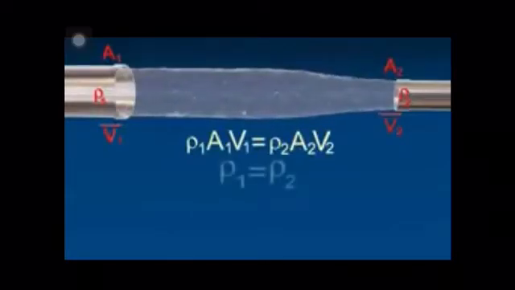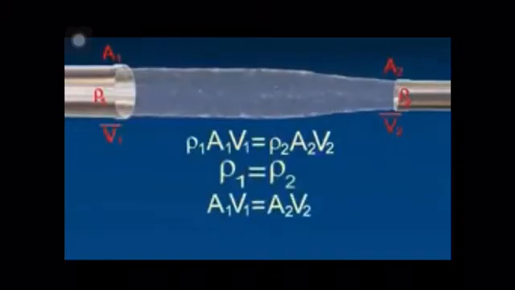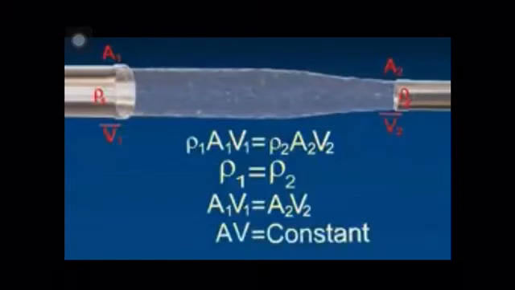As we know it is the same fluid, so rho 1 is equal to rho 2. And then we can get A1 V1 is equal to A2 V2, or AV is equal to a constant, known as the continuity equation.